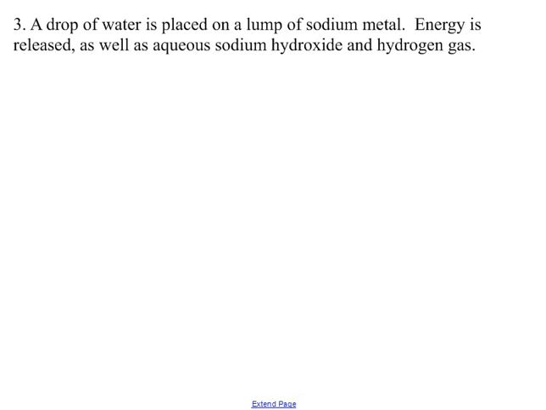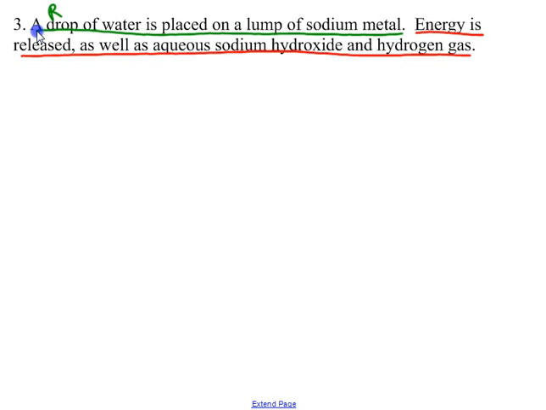So let's then take a look at writing out this equation. A drop of water is placed on a lump of sodium metal. So that right there are our reactants. Energy is released, as well as aqueous sodium hydroxide and hydrogen gas. Those are our products. So let's start by writing our reactants.